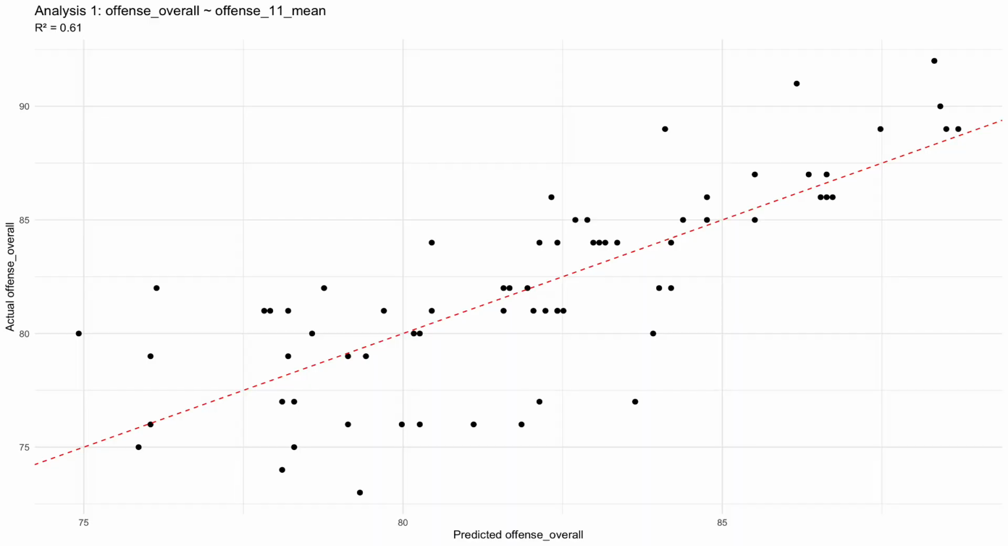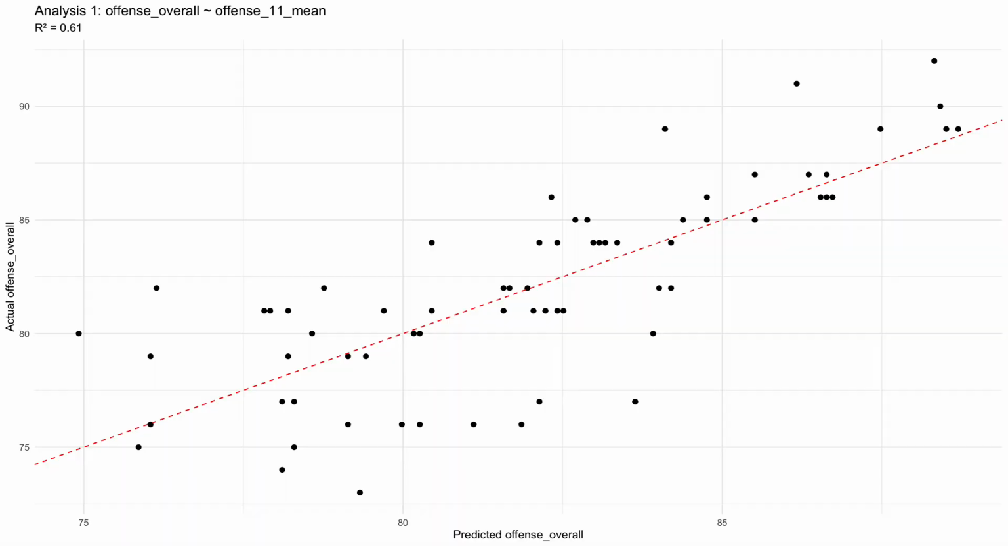In other words, we can understand about 60% of the variation between your team's offensive overall rating just by taking a simple average of the 11 starters and their overall rating. Now, as this chart shows you, that's pretty solid. Each little point on this chart is one of those 69 teams, and if we were to predict their overall rating for the offense exactly what it actually was, it would be right on that dotted red line. So obviously not every point is right on that line, but the general trend is there.